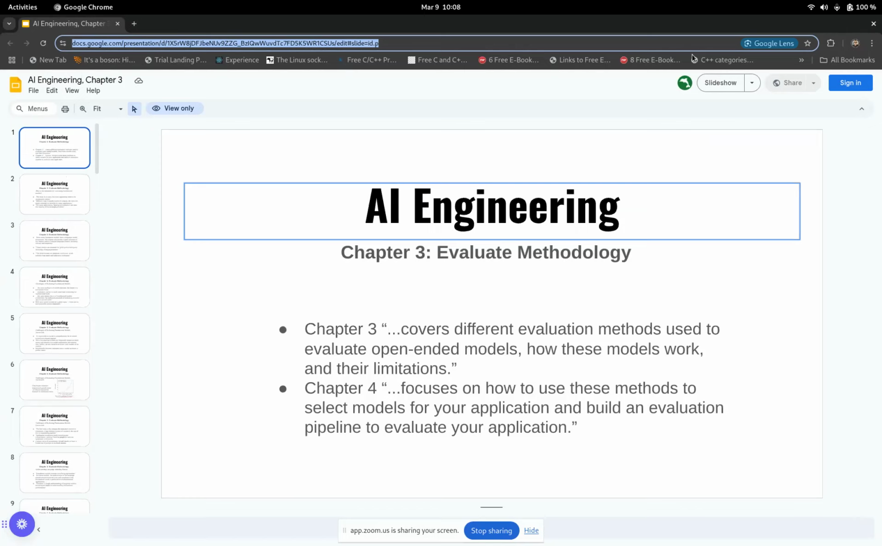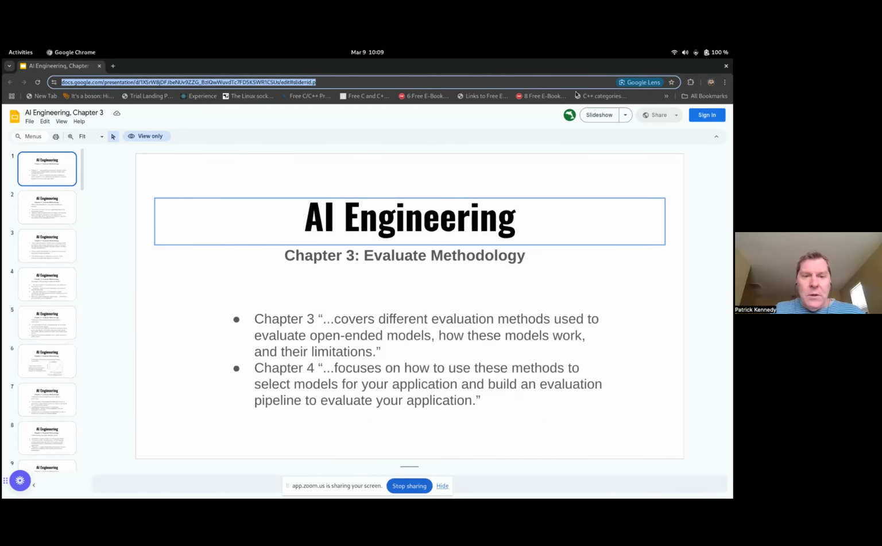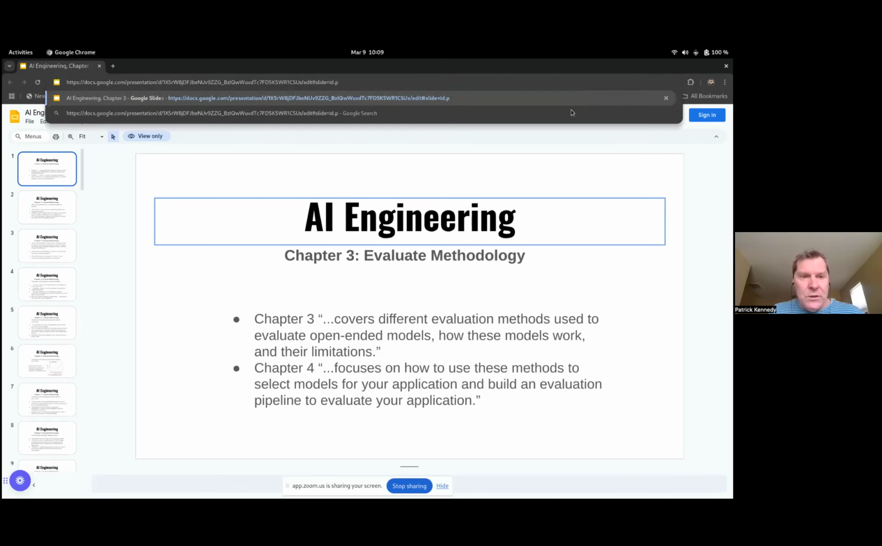Chapter 4 is focusing more on specific methods to select models. I haven't read Chapter 4 yet, but I guess Chapter 3 is a little bit more theoretical. So let's go to the next slide.